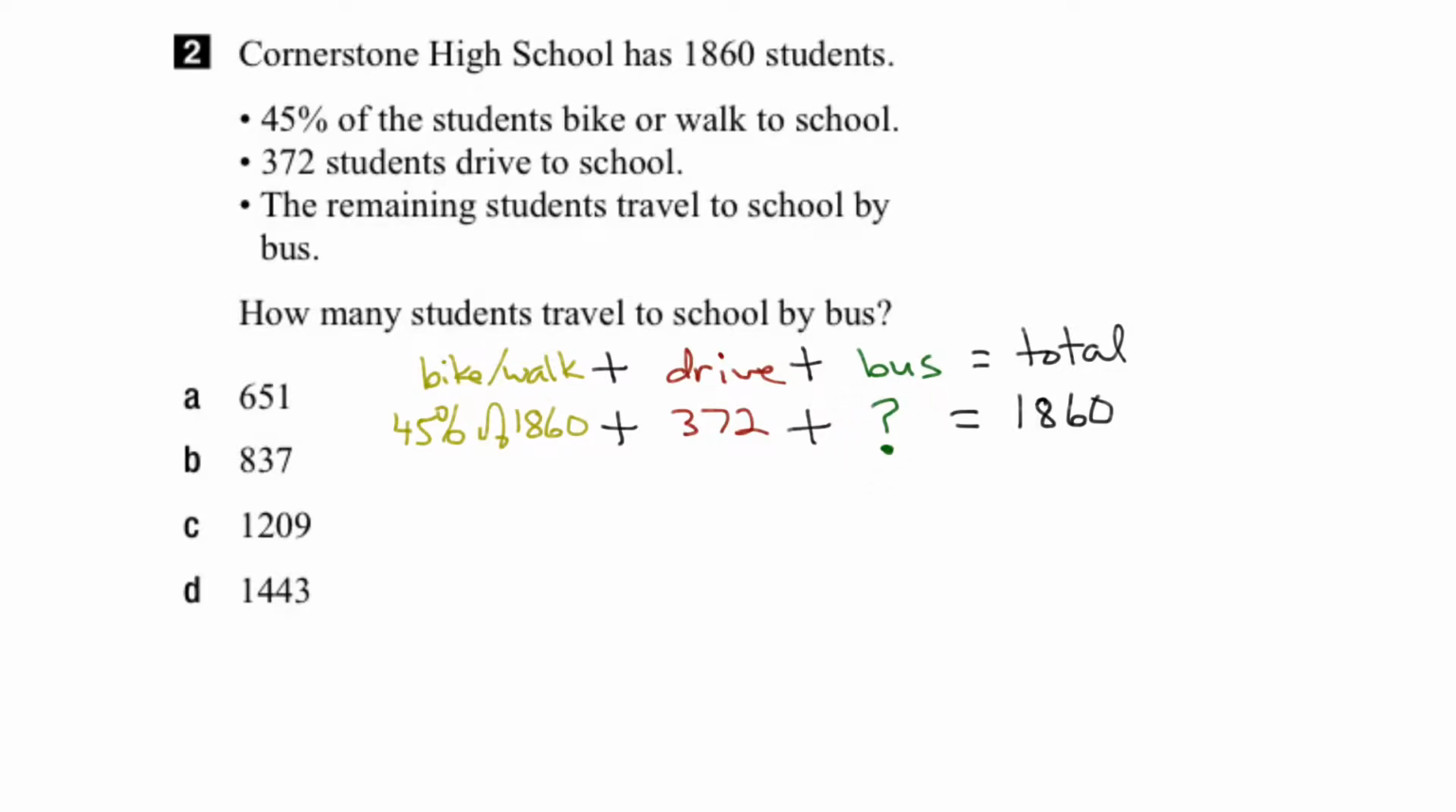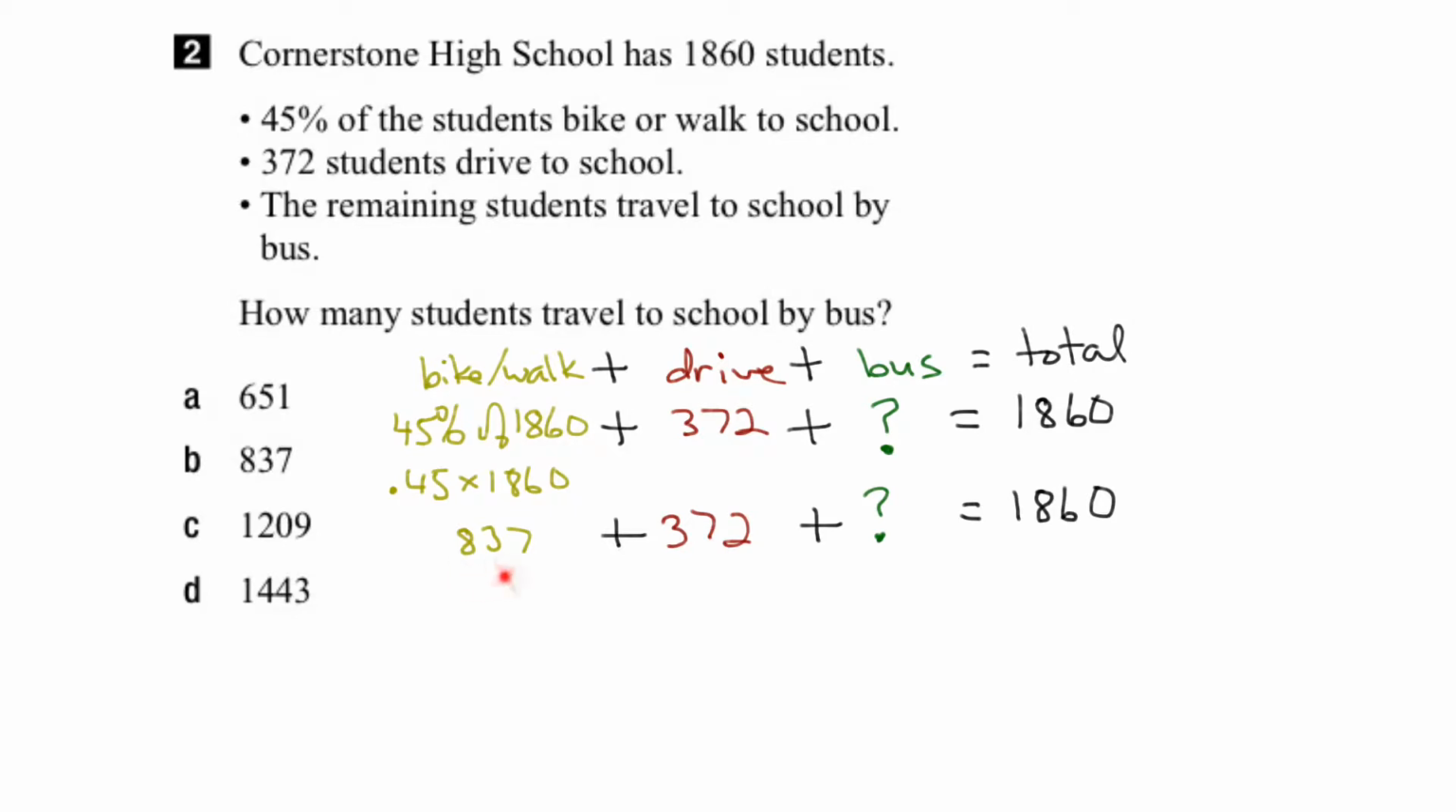So 45% of 1,860 would be decimal 0.45, and "of" means to multiply. And that works out to be 837. Then we can just bring down the other information. 372 that drive, and we're still trying to find the number that take the bus.